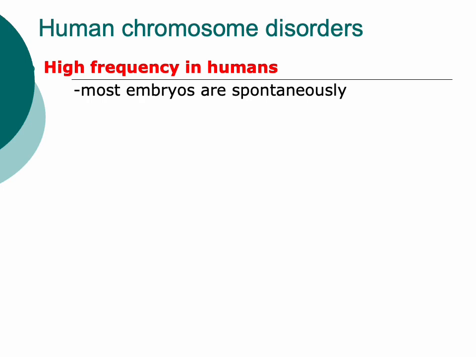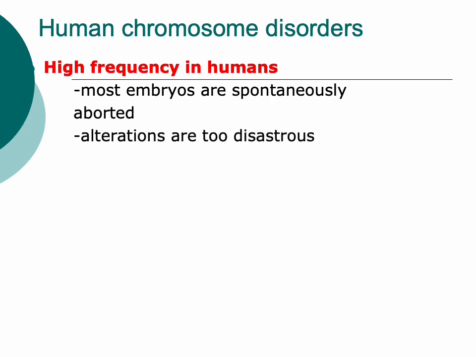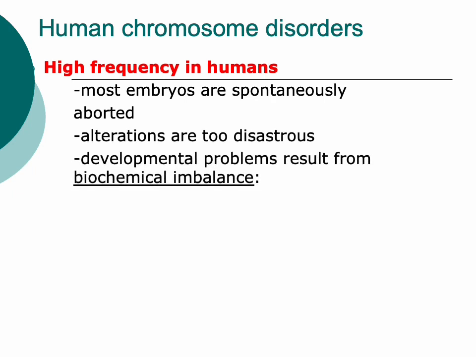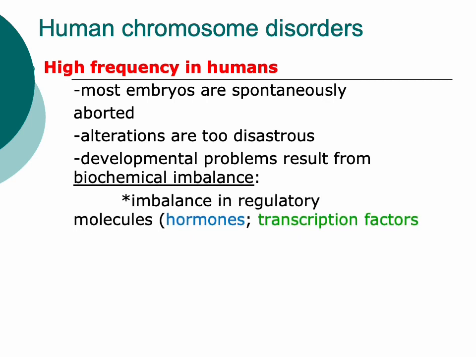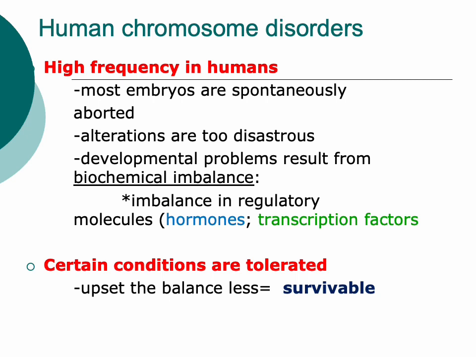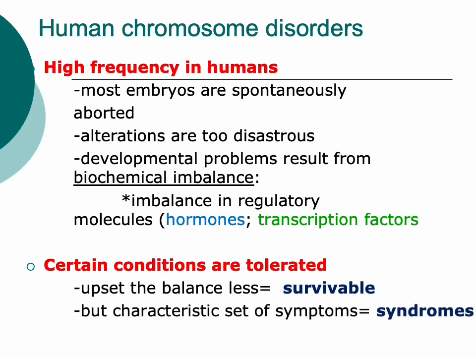There is usually a high frequency of human chromosome disorders. And in these types of human chromosome disorders, most embryos are spontaneously aborted. The alterations are too disastrous because developmental problems would result from biochemical imbalance. There would be imbalance in regulatory molecules such as hormones and transcription factors. However, certain conditions are tolerated that will result in survivability of the organism. However, there are some features that deviate from the normal phenotype, so it would result in a characteristic set of symptoms pertaining to a certain chromosomal disorder that would result in a syndrome.